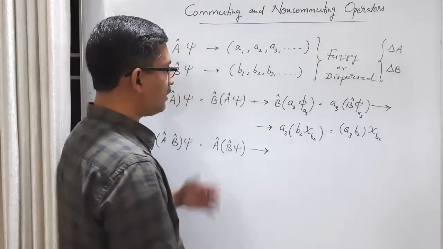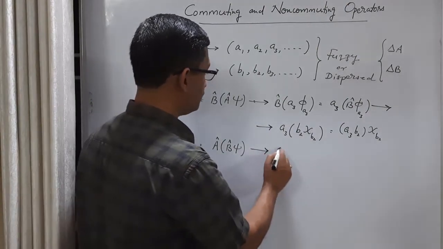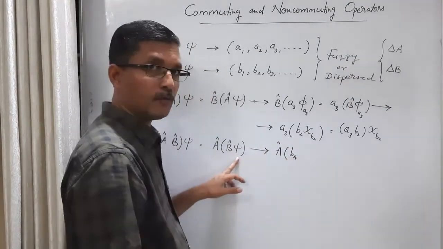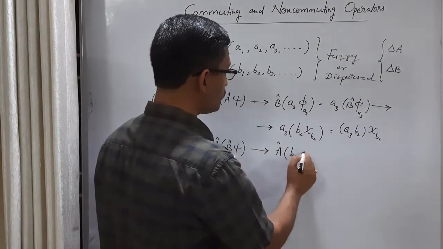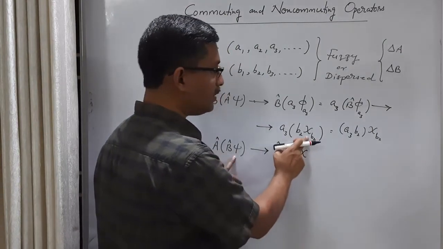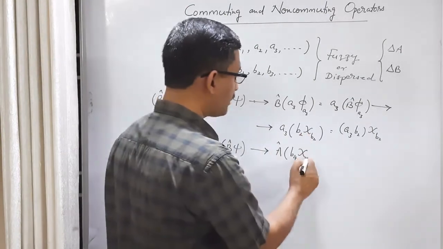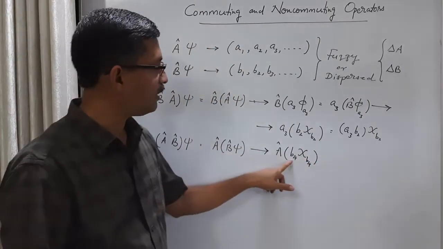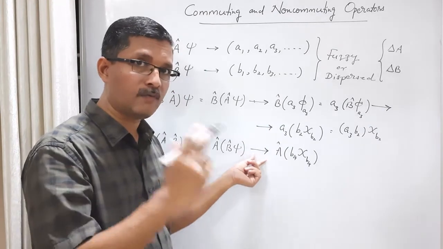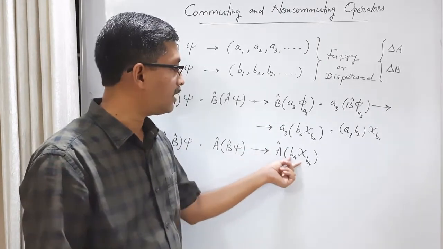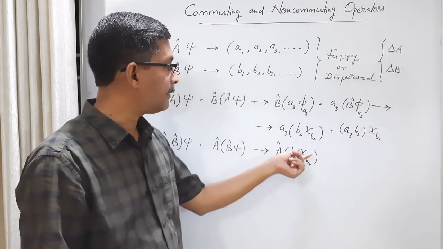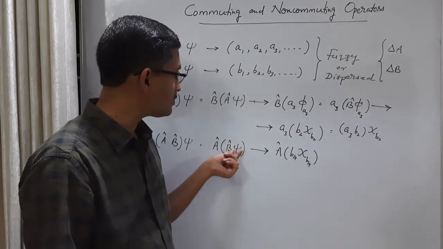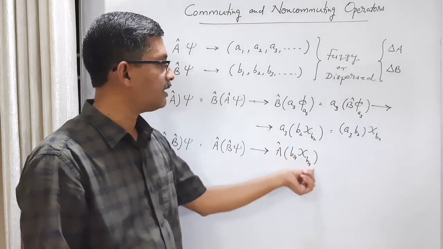Let me assume that this time we get, let's say, the eigenvalue B4, and the general state will collapse to the eigenstate of B. The eigenstate of B is represented by the symbol chi, corresponding to the eigenvalue B4. This I am again considering only one of the possibilities. So we get the eigenvalue B4, and the general state collapses to the corresponding eigenstate.